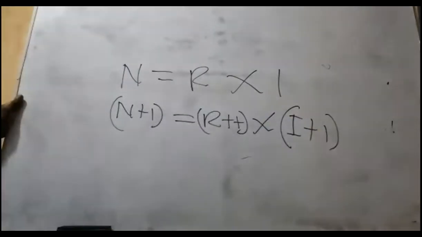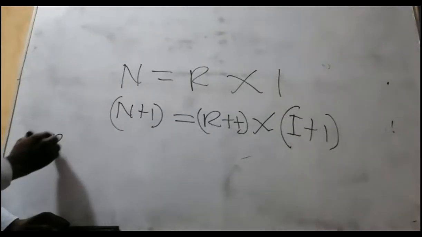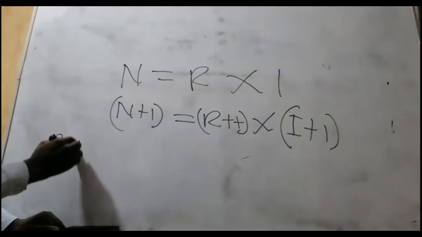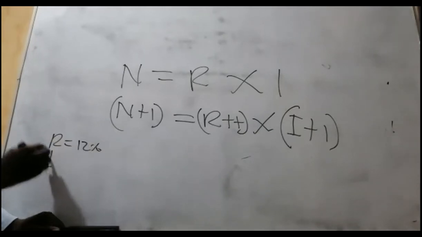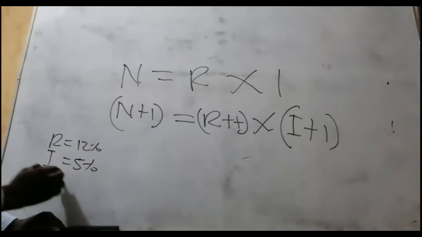So this is the formula that we are going to use. For instance, if the real rate is 12% and general inflation is at the rate of 5%, what is the nominal rate?